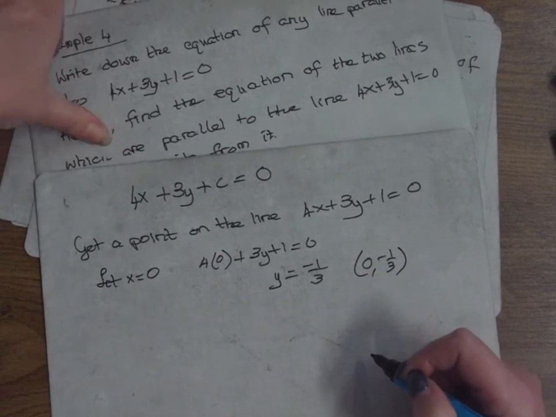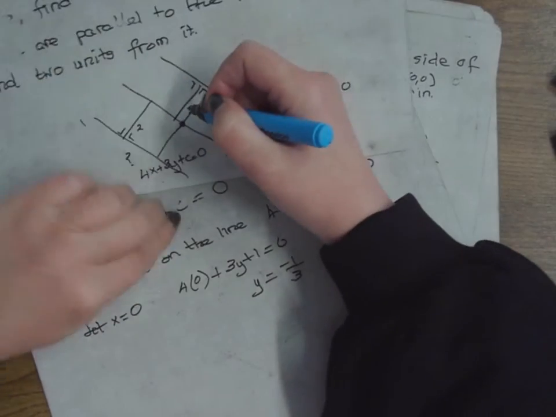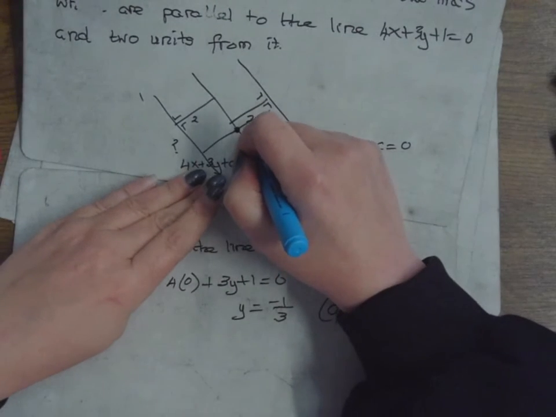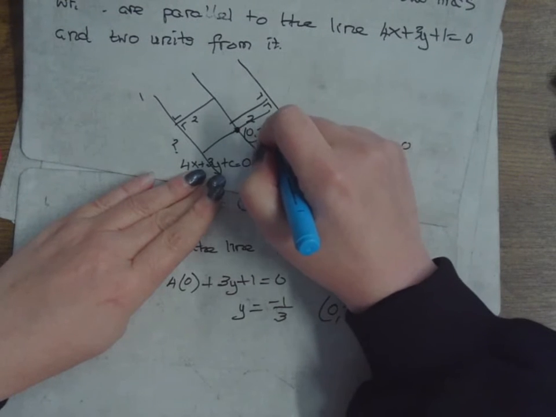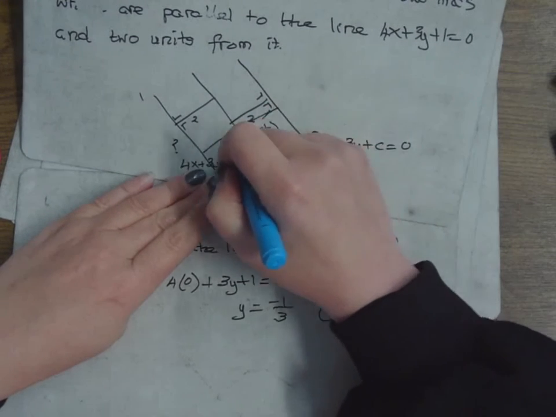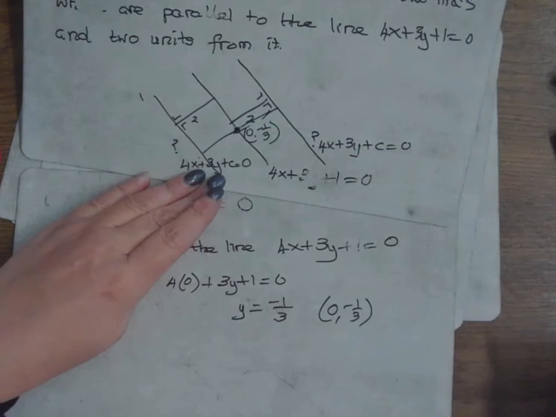Okay, so back to my diagram. I've just got a point on the middle line. My point on the middle line is 0, minus 1/3. I'm going to get the perpendicular distance from that point to this line, and the perpendicular distance from that point to this line. I know the answer is 2.